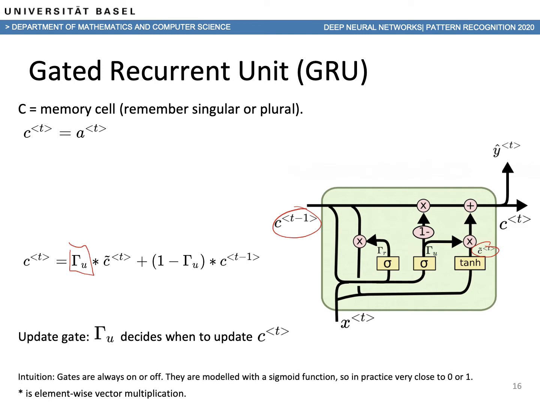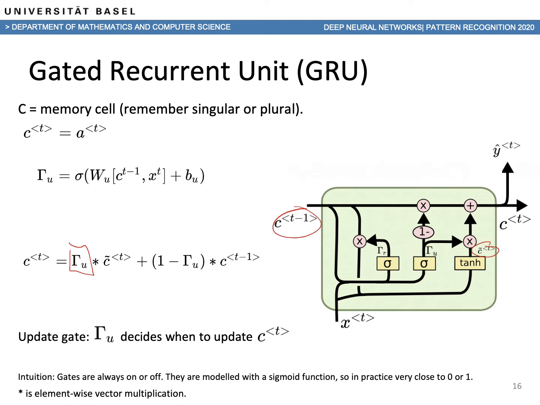And the intuition behind this gamma here is that these gates are always on or off, but in practice they're modeled with a sigmoid function, so the value will be somewhere between 0 and 1, but they're often optimized so that the value will be very, very close to 0 or very close to 1. And the star, as shown in the formulation here, is just the element-wise multiplication.